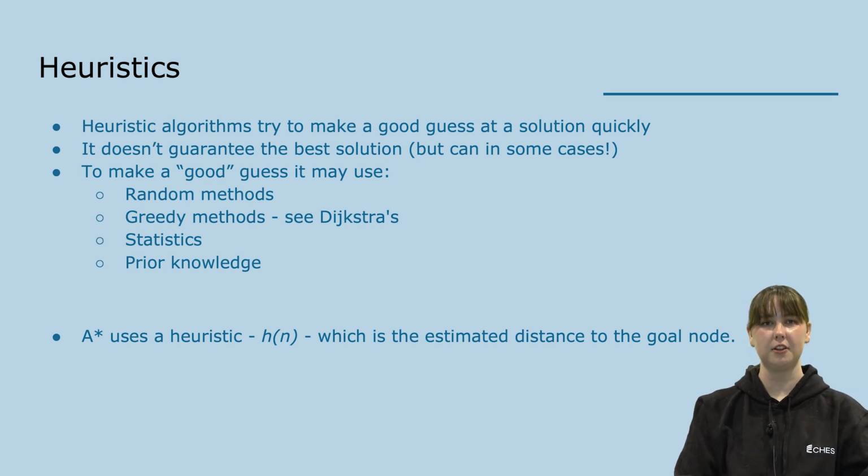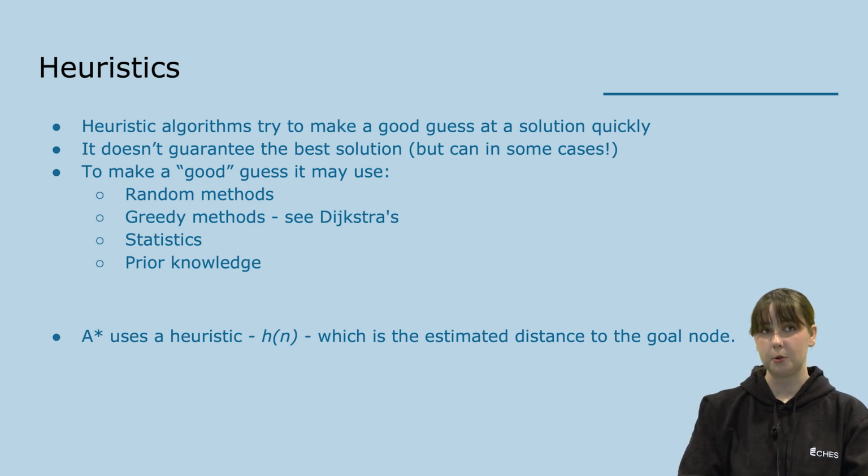A-star uses a heuristic, h of n, which is the estimate to the distance of the goal node. So that's our heuristic that we're using, and that does involve prior knowledge because we need to know the distance to the goal node from other nodes, or from the start, and we can calculate that along the way. But we need to know the distance to the goal node. So that's the main prior knowledge that we're working off of here. Let's get a bit more specific with that.